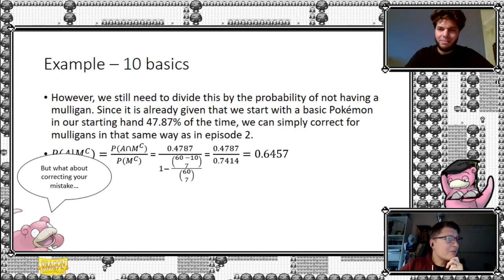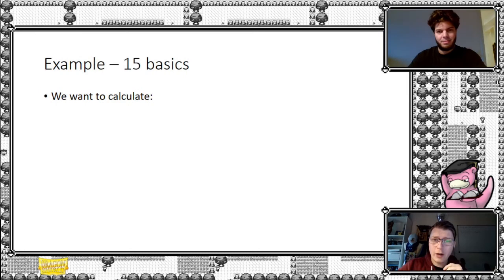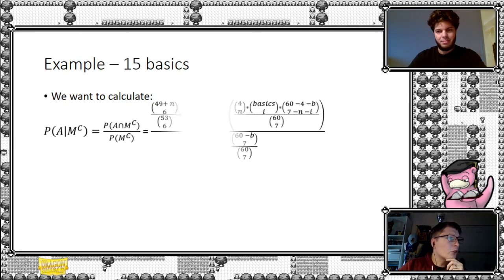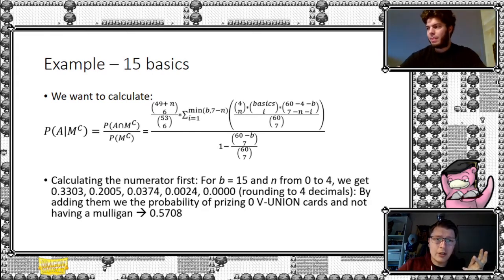And how many basics did I use in my example? I used 15. So I thought it would be a good idea to also run through exactly the same calculation as before. On the slide now, people would see this very big monstrosity of a formula again. And essentially, we're doing exactly the same now, only the difference being now B is 15 instead of 10.